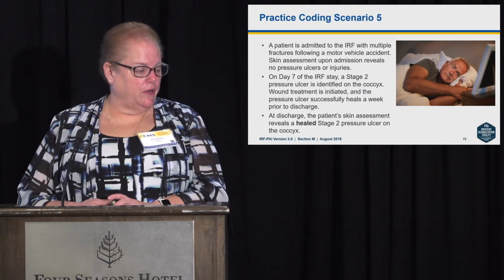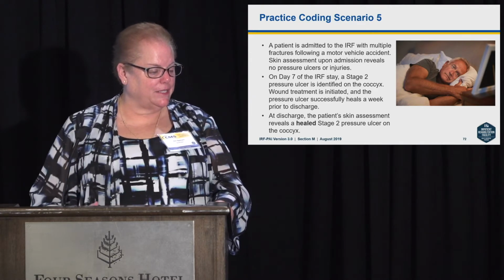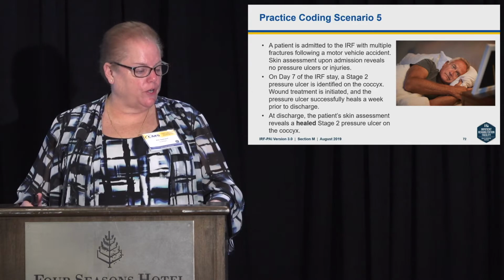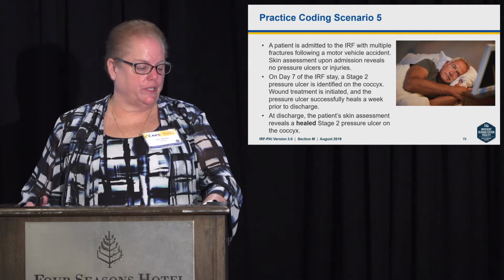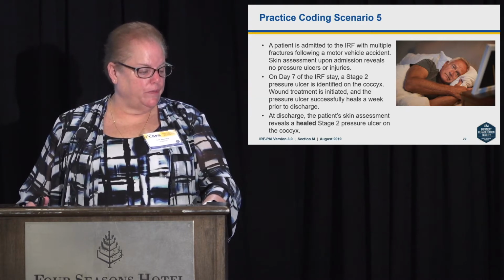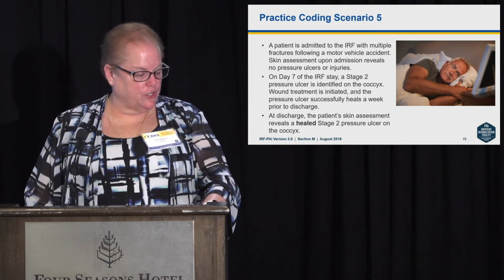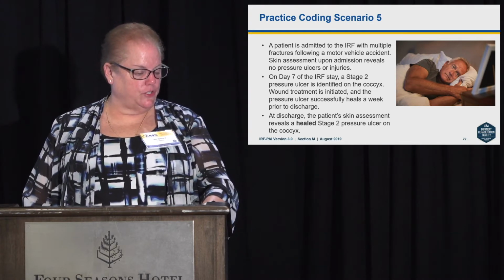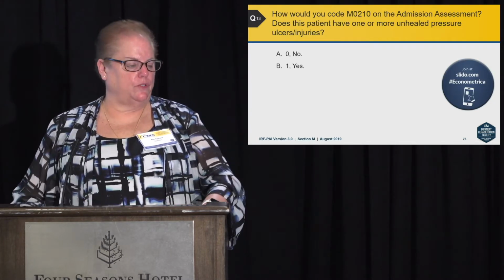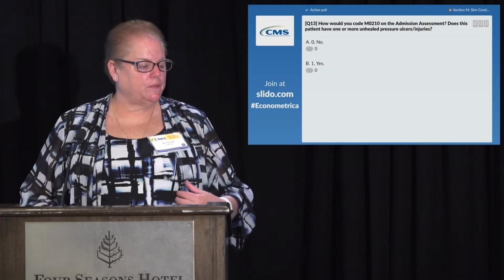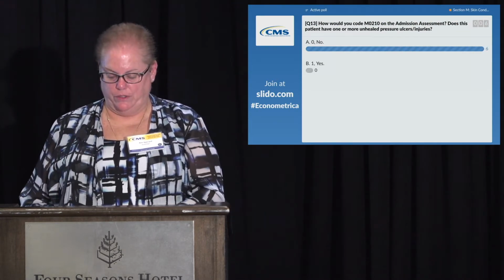So in this coding scenario, a patient is admitted to the IRF with multiple fractures following a motor vehicle accident, and the skin assessment upon admission reveals no pressure ulcers or injuries. On day 7 of the IRF stay, a stage 2 pressure ulcer is identified on the coccyx. Wound treatment is initiated, and the pressure ulcer successfully heals a week prior to discharge. At discharge, the patient's skin assessment reveals a healed stage 2 pressure ulcer on the coccyx. So how would you code M0210 on the admission assessment? Does this patient have 1 or more unhealed pressure ulcers or injury?